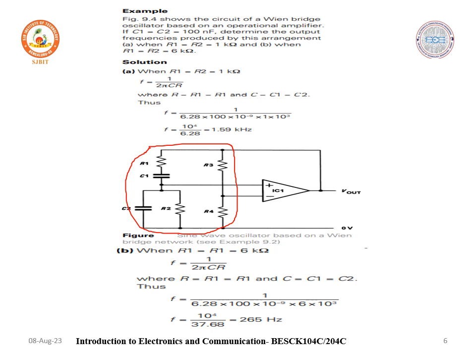In the solution, we are considering R1 and R2 is equal to 1 kilo ohm. Then R is equal to R1 is equal to R2, so that we can consider the R value. So F naught is 1 divided by 2 pi into RC. R value is 1 kilo ohm. C value is 100 nanofarad. Nano is 10 power minus 9. So the frequency is 1.59 kilohertz.